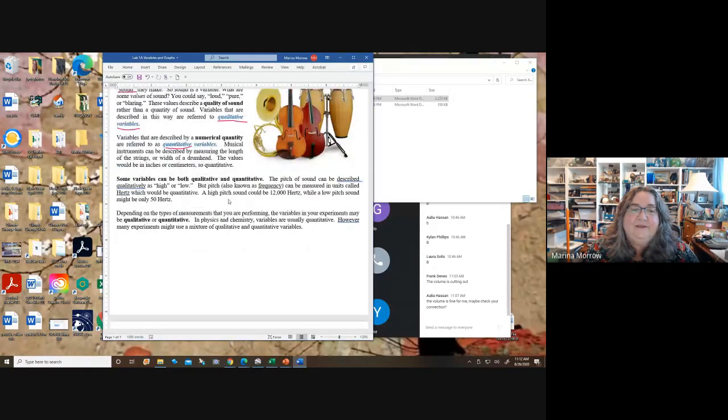Sometimes variables can be measured both qualitatively and quantitatively. For pitches of sound, you could say high-pitched or low-pitched. But pitch, which is also a frequency, can be measured. A high-pitched sound might be like 12,000 hertz, and a low-pitched sound would be like 50 hertz. So, high-pitched versus low-pitched.